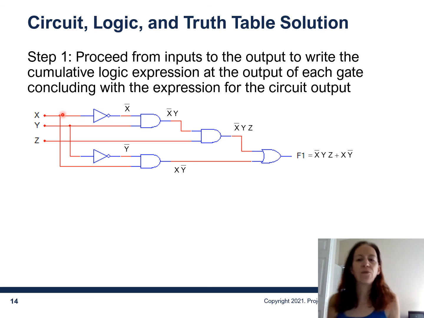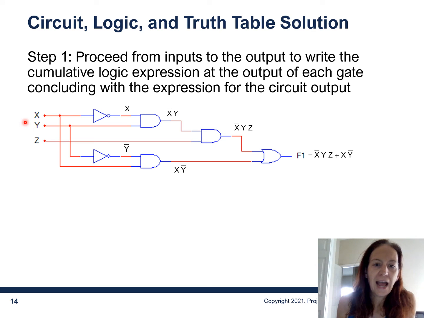So here's how we trace this through. We've got X, and if it goes to the inverter here, it's going to become X bar. And then the inputs on the AND gate are the X bar and the Y, and that is expressed as multiplication, meaning those are ANDed together, and those are going to be the input over here.